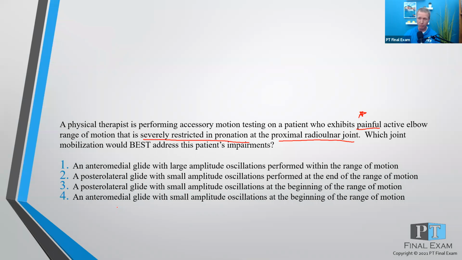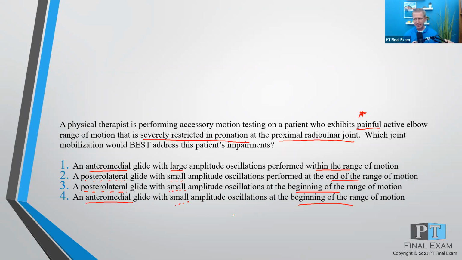So you have to ask yourself, okay, what are we going to do first? What's the first step in trying to restore active wrist pronation due to restrictions at the proximal radial ulnar joint? Now as we look through the answer options, we see that there are some opposites. An anterior medial glide and a posterior lateral glide. So we've got two opposites here. And then it is further challenged a bit with large amplitude versus small amplitude. And then it also has, within the range of motion, the end of the range of motion and the beginning of the range of motion.